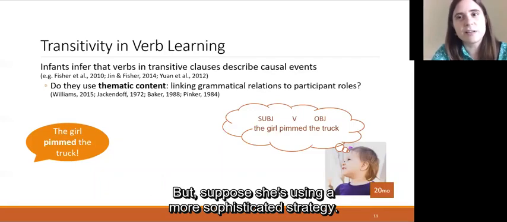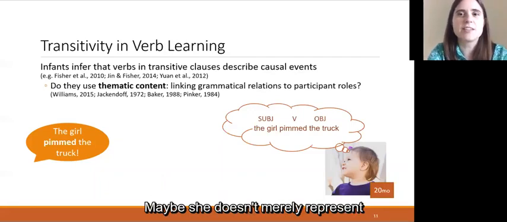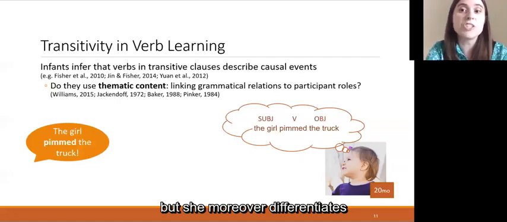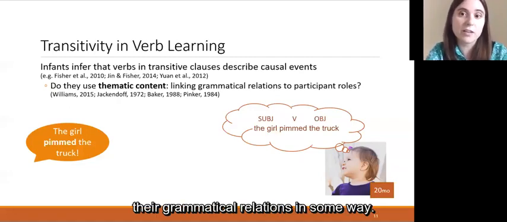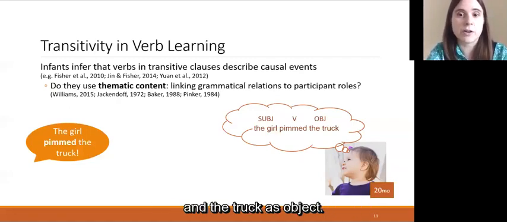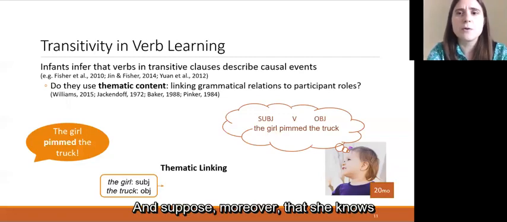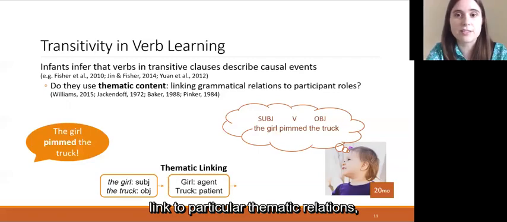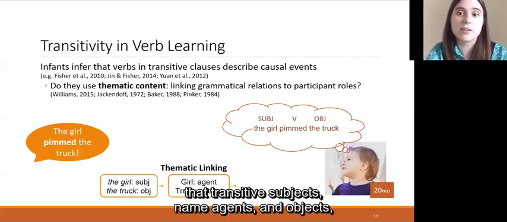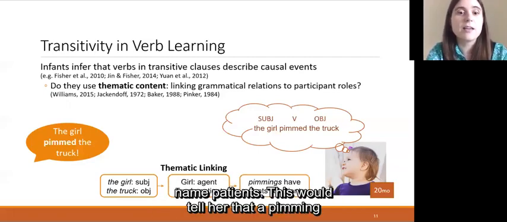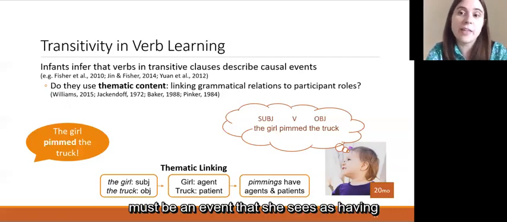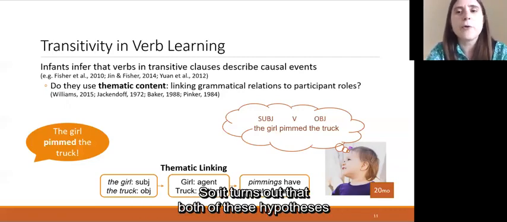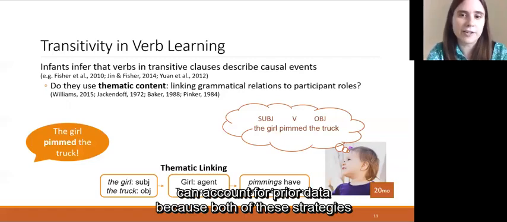But suppose she's using a more sophisticated strategy. Maybe she doesn't merely represent that the sentence has two arguments, but she moreover differentiates their grammatical relations in some way. She represents the girl as subject and the truck as object. And suppose, moreover, that she knows how grammatical relations link to particular thematic relations, that transitive subjects name agents and objects name patients. This would tell her that a pimming must be an event that she sees as having an agent and a patient.